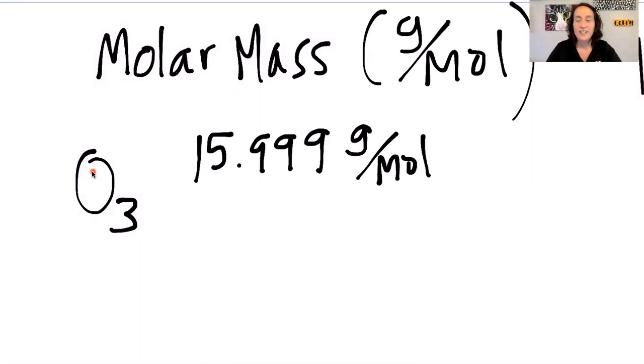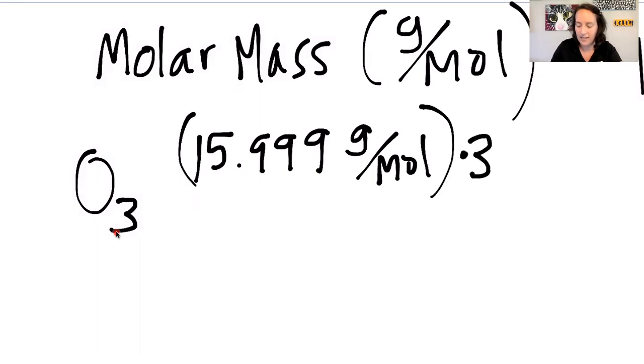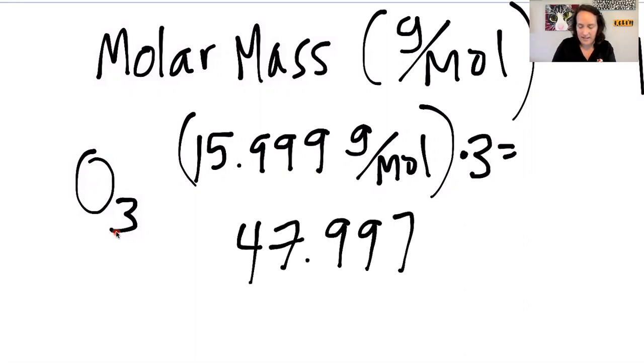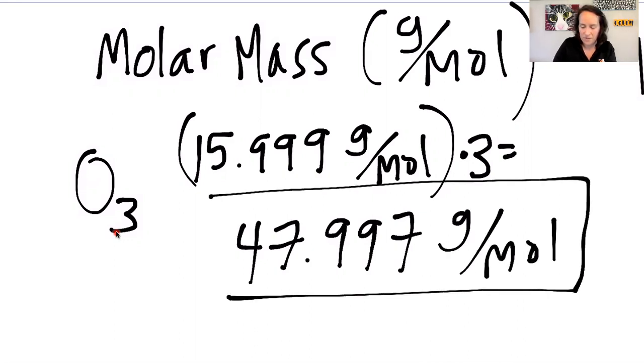So that's just 1 atom of oxygen, but I don't have just 1, I have 3. So in order to find the molar mass of ozone, I'll need to take that number and multiply it by 3. And what do you get? So then I get my calculator here, 15.999 times 3. I get 47.997 grams per mole. So ozone, O3, weighs 47.997 grams per mole.